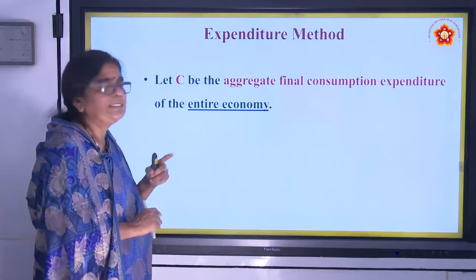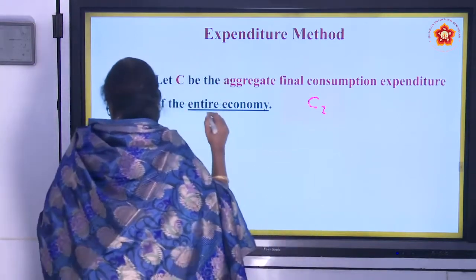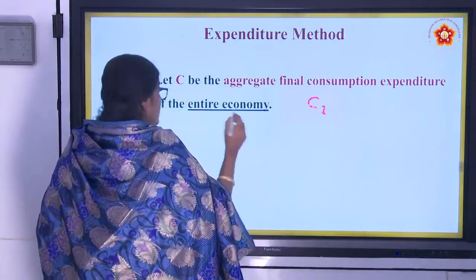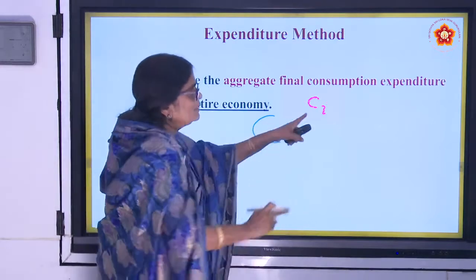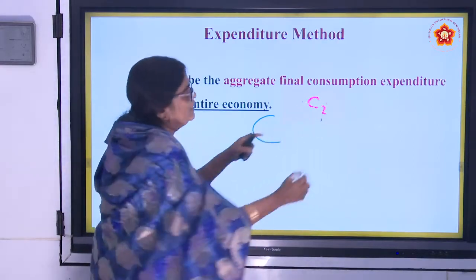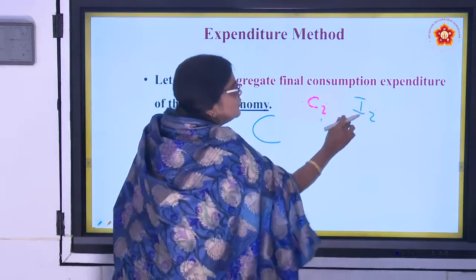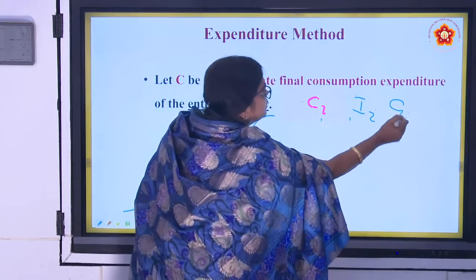Now we are going to see capital C. Before, we said small c i; now we are going to see capital C. C i means the consumption expenditure of the firm i. I i means the investment expenditure of the firm i. G i means the government expenditure of firm i.